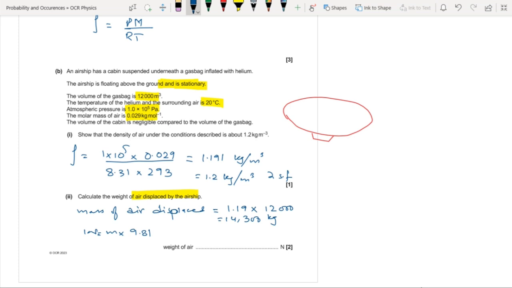So the answer comes out to be 140283. And to two significant figures, that is 1.4 times 10 to the power 5 newtons. All right, moving on.